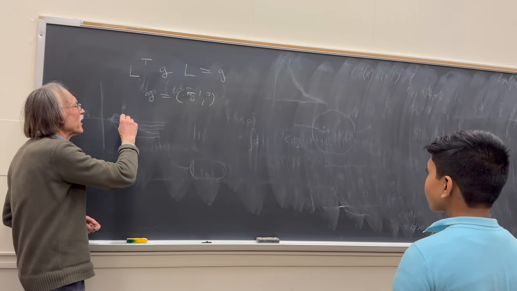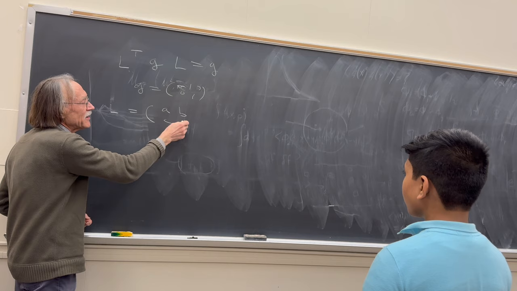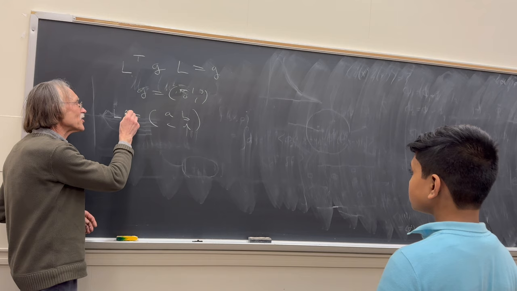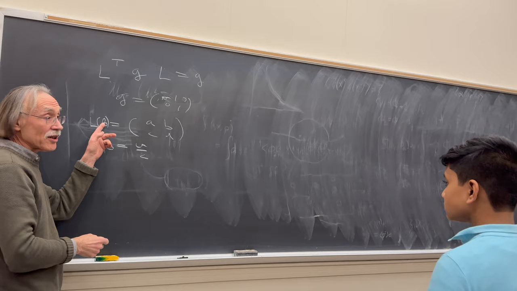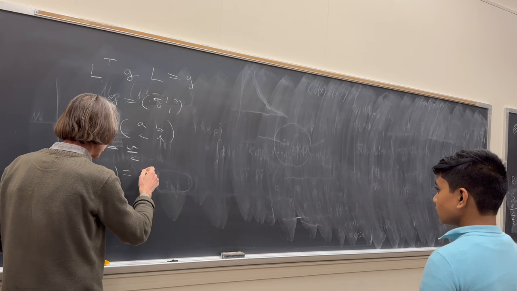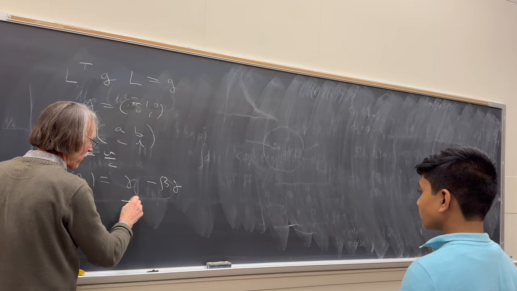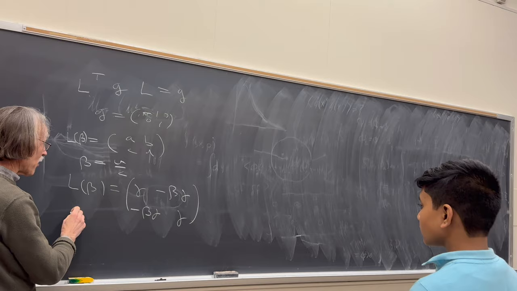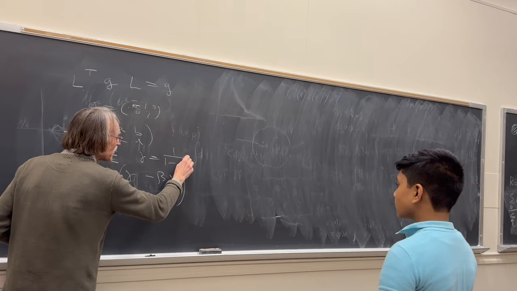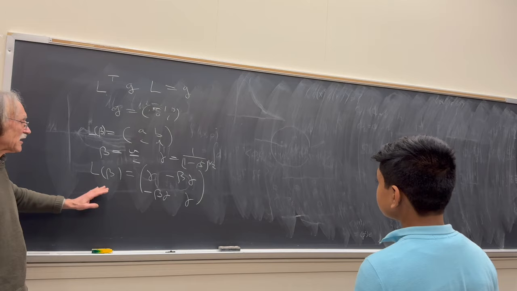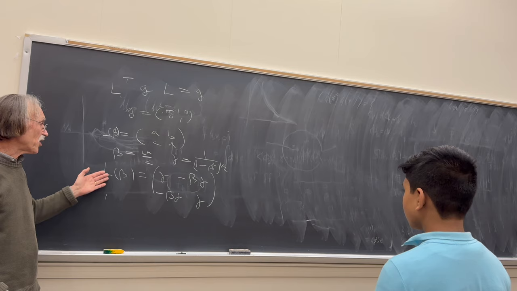We did it in terms of 2x2 matrices, A, B, C, D, for example, and found a solution. It depends on the speed. Beta is the speed divided by the speed of light. And what we found was that L of beta is equal to gamma, minus beta gamma, minus beta gamma, and gamma, where gamma is 1 divided by (1 minus beta squared) to the power 1/2. So that's what we did last time. These are the Lorentz transformations. From this one, we obtained the Lorentz contraction.